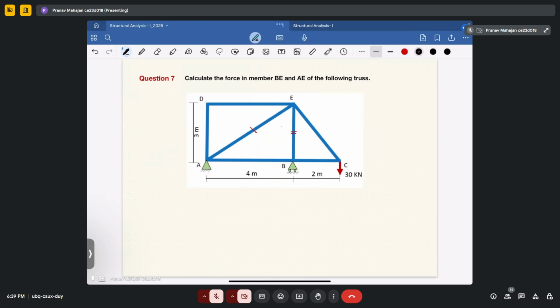Starting with step 1. What is the step? First, we have to determine the external reactions. So let this be RA, this be RB, and this be HA. Taking summation of horizontal forces equal to 0, you will get HA equal to 0. Now take summation of vertical forces equal to 0. You will get RA plus RB equal to 30 kilonewton.